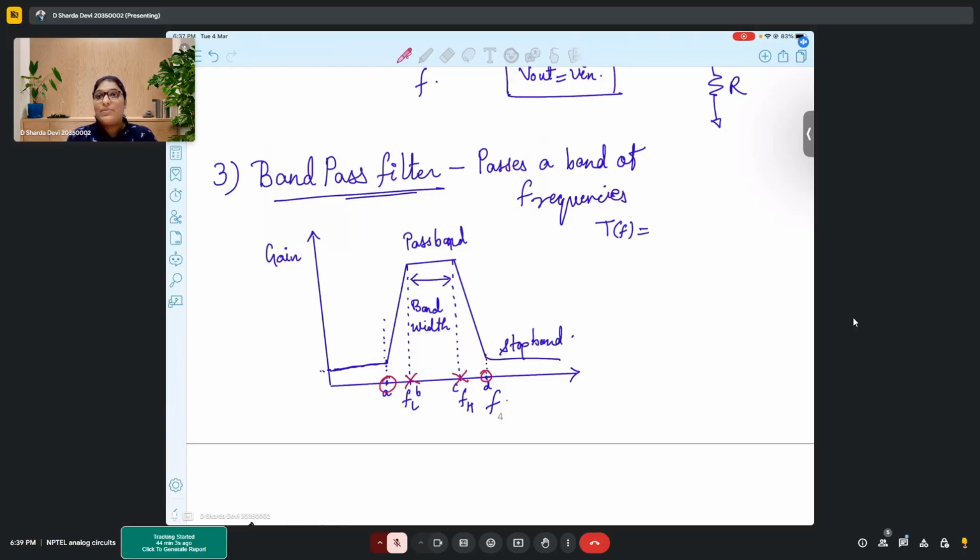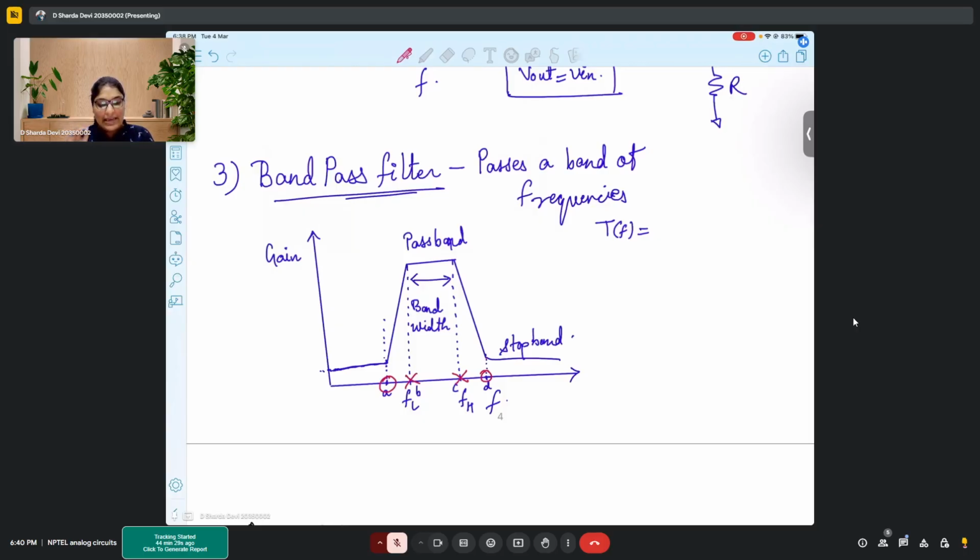But if I talk about a first order band pass filter, that means a first order band pass filter would be a second order transfer function with 2 poles and at least 1 zero. Getting my point? So a band pass filter is already a second order system.